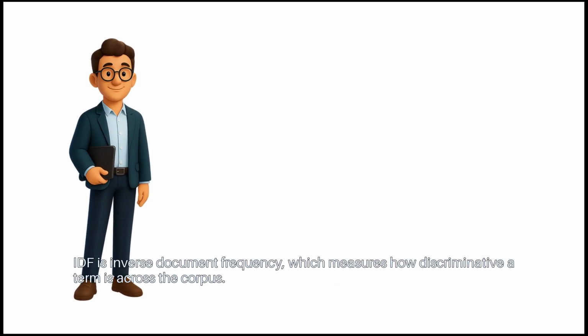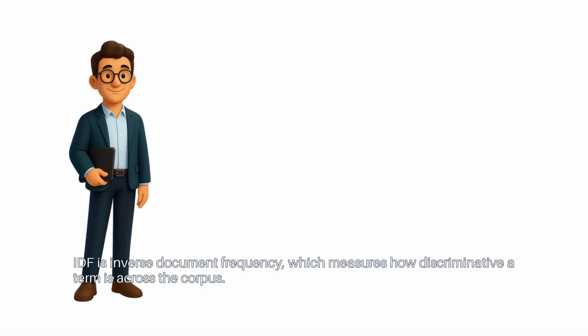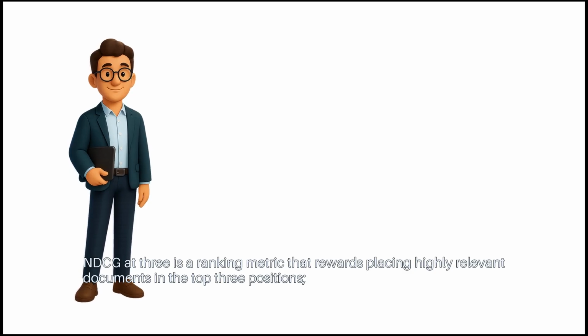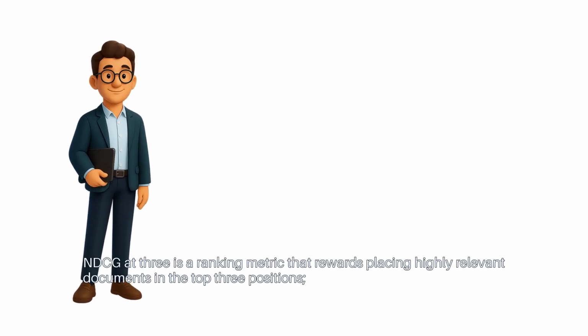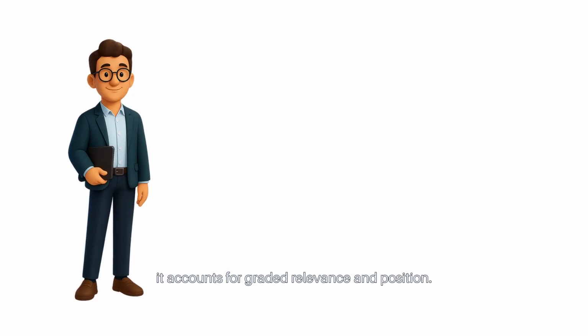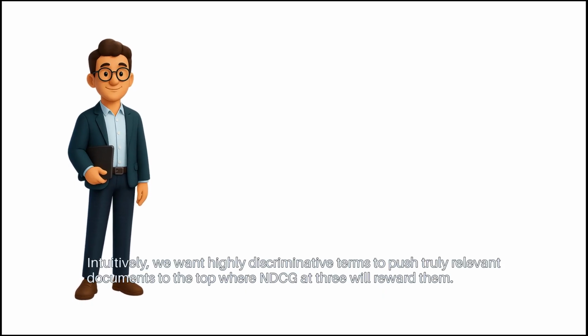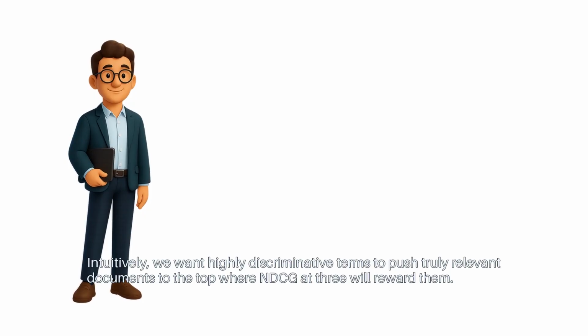IDF is inverse document frequency, which measures how discriminative a term is across the corpus. NDCG at 3 is a ranking metric that rewards placing highly relevant documents in the top 3 positions. It accounts for graded relevance and position. Intuitively, we want highly discriminative terms to push truly relevant documents to the top, where NDCG at 3 will reward them.